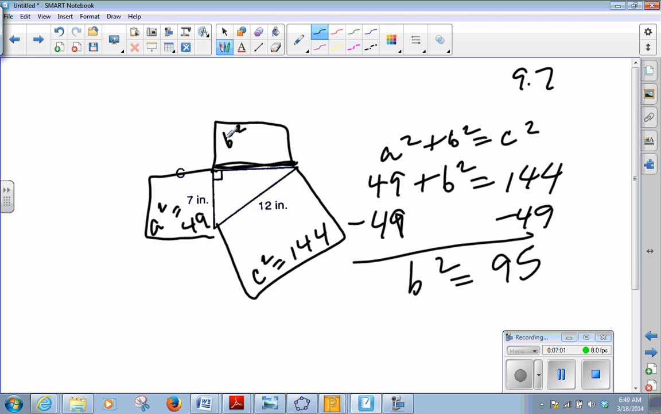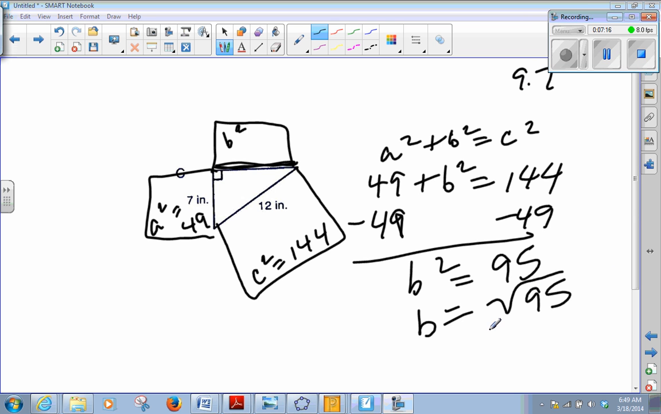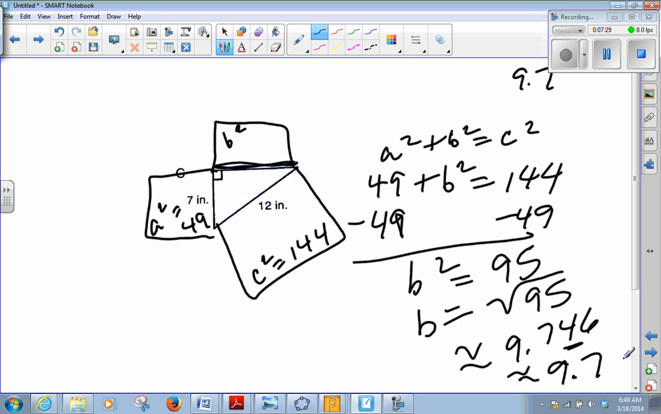Of course, that gives me the area of that whole square. I want to figure out just what one side of that square is. So I'm going to unsquare it by taking the square root of 95. Move that out of the way. That gives me about 9.746. Because that 4 is smaller, that means that 7 is going to stay rounded down to a 9.7.